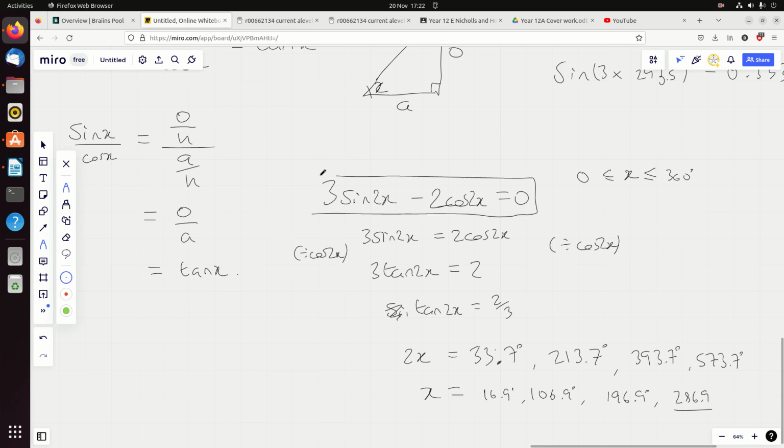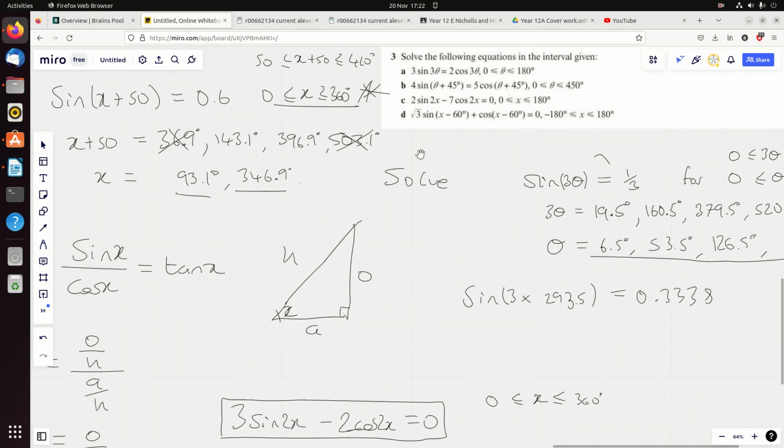Let's say we don't trust the last one, we want to check it. I'm going to plug it back into the original and see if it equals 0. So I'm going to press 286.9 on my calculator and press equals. That's now the answer. Then I can press 3 sine of 2 times answer minus 2 cos of 2 times answer, and it equals 0.00069, and so it's very, very close to 0, so it looks right. And that is solving more advanced trig equations.